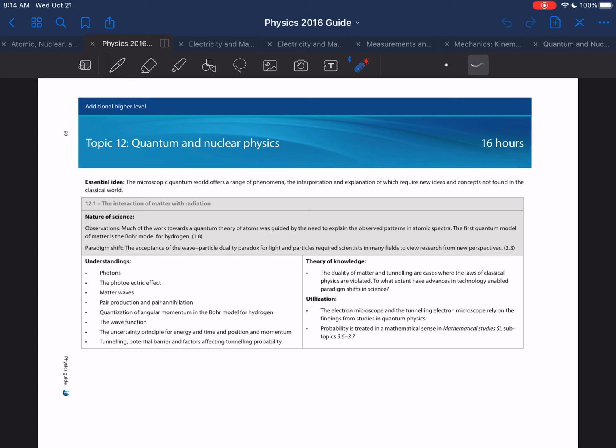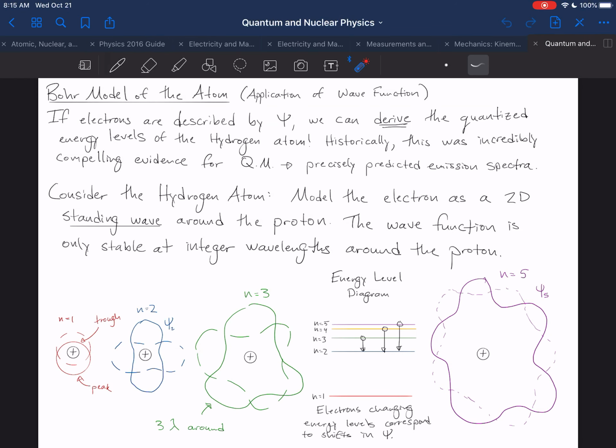Hello everyone! In this video we will continue to examine topic 12.1, the interaction of matter with radiation, and in particular the Bohr model of the atom. So, the Bohr model of the atom is a model that we've seen before in a number of different forms, and there are different variants that are sometimes introduced, but it's basically the first quantized model of the atom that's introduced.